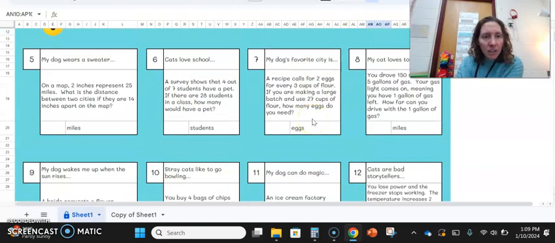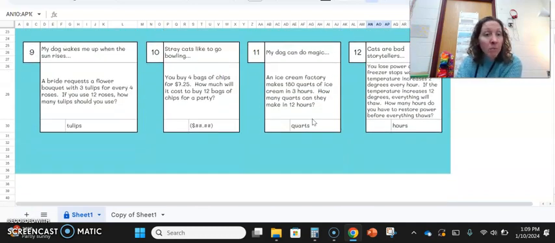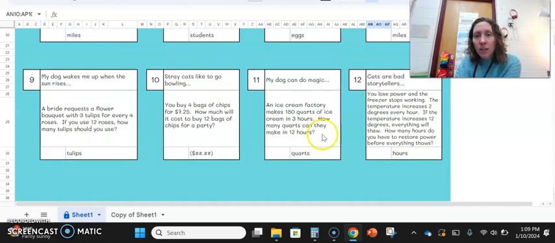Let me see if there's any other kind of tricky ones. Okay, let's take a peek at number 12. All right, you lose power and the freezer stops working. The temperature increases 2 degrees every hour. So the freezer is getting warmer, which would cause like the ice cream to melt. We don't want that. If the temperature increases 12 degrees, everything will thaw. How many hours do you have to restore the power?